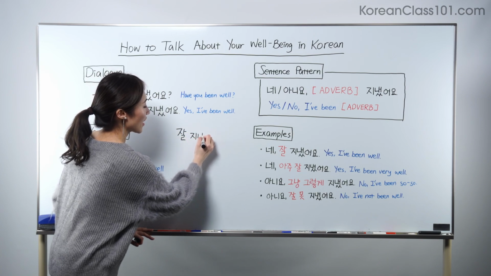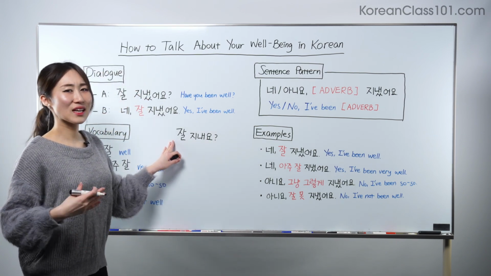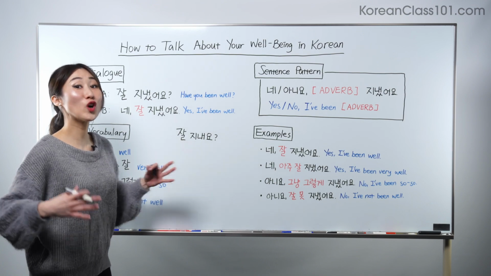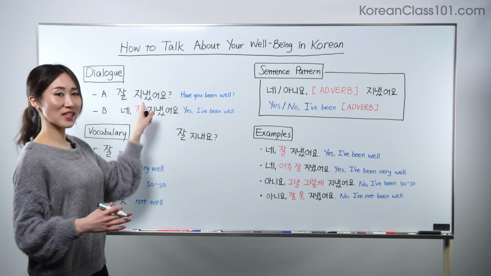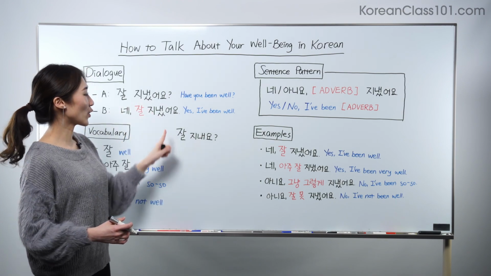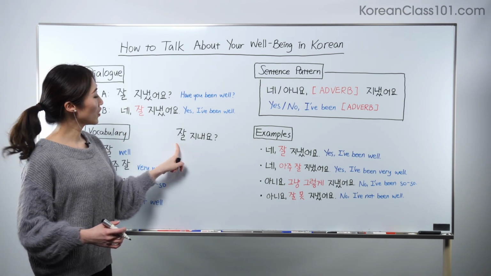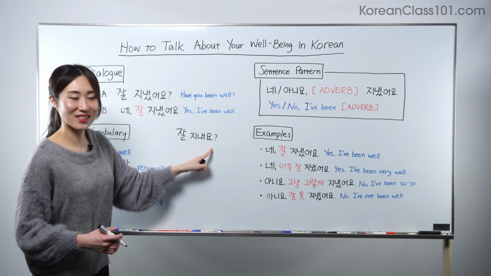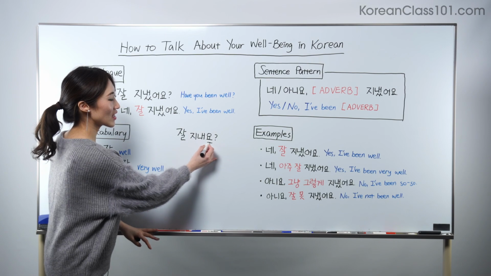잘 지내요? This one is like, how are you? So the person is asking your current status. This one is asking, how have you been? So your past. 잘 지냈어요? 잘 지내요? And as you can see here, you can see 요 at the end of the sentence. 요 makes the sentence polite.